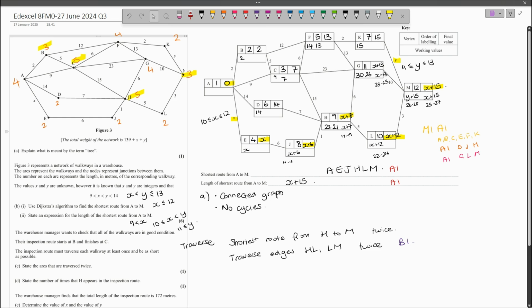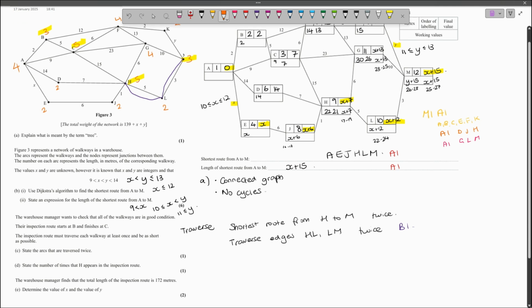Okay, D coming up next. State the number of times that H would appear in the inspection route. And what I'm going to do is add on HL and LM again. And looking at H, it currently has a degree of 6 if you include the edge HL twice. So H has degree 6. So if H has degree 6, that means that it must be visited 3 times.